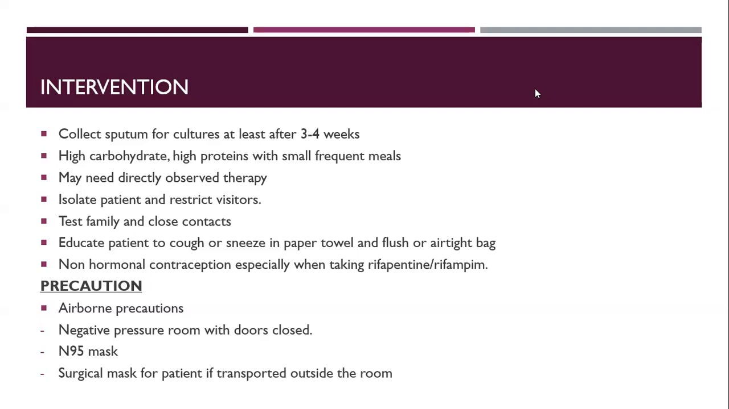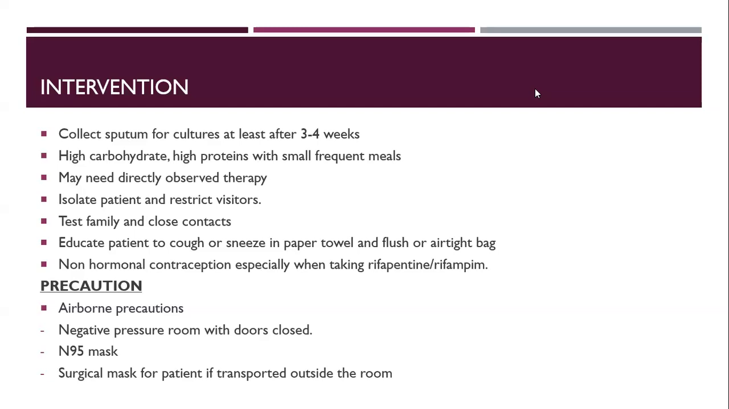Then what precautions should you keep? What infection prevention precaution should you take? Airborne precautions, because tuberculosis is transmitted through airborne. So with airborne, you need a negative pressure room with doors closed. Then you need an N95 mask.